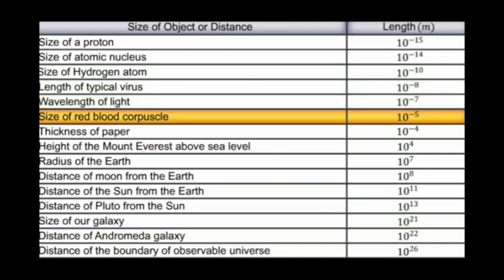There is a point to be noted, that is, what is the ratio of the longest measurable distance to the smallest measurable distance. That ratio becomes 10^26 by 10^-15, and it is equal to 10^41. That is, the ratio of the longest measurable distance to the shortest measurable distance is 10^41. Now we know the SI unit of length is the meter, but in the measurement of small distances and large distances, we use some other units other than the meter.